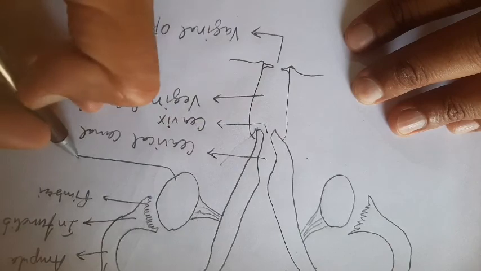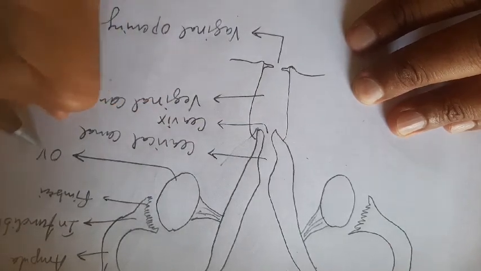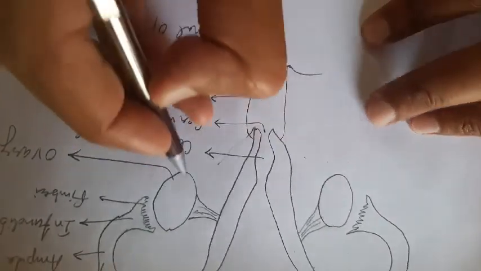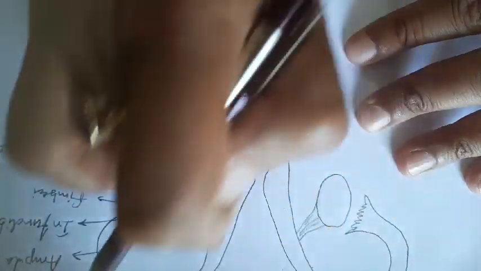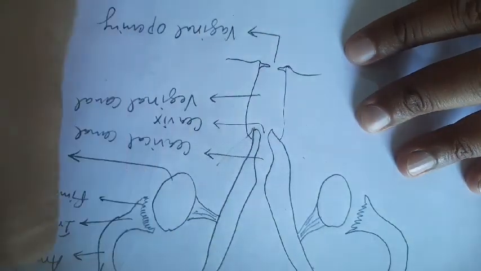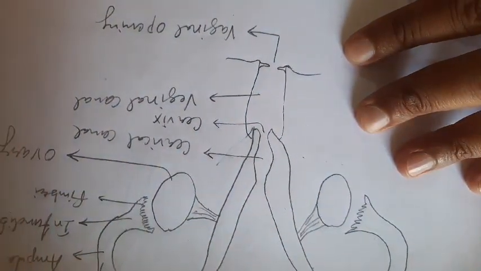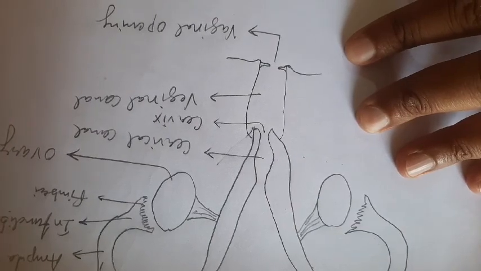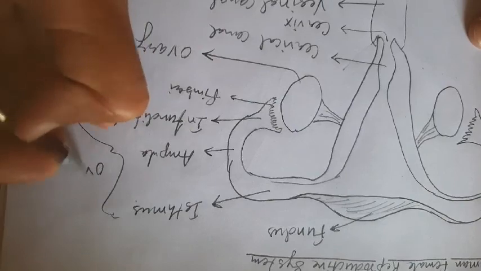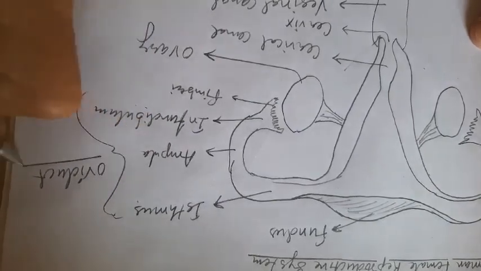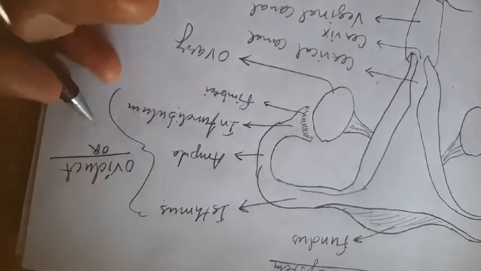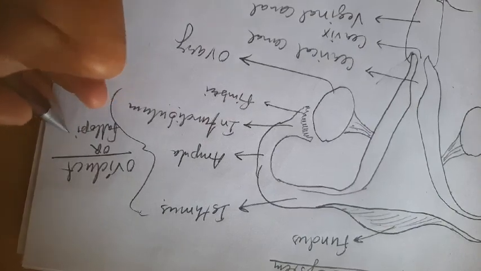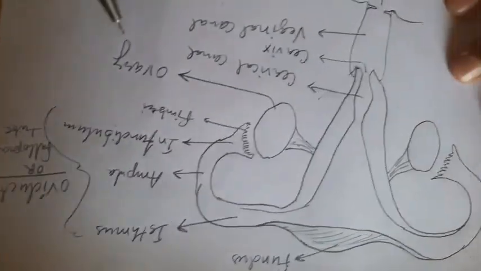This is the primary female sex organ called ovary. And these are ligaments. This is the uterus. The uterus is this bag-like structure into which both oviducts open. Isthmus, ampulla and infundibulum, these three are parts of the oviduct. The oviduct is also called the fallopian tube. Okay.